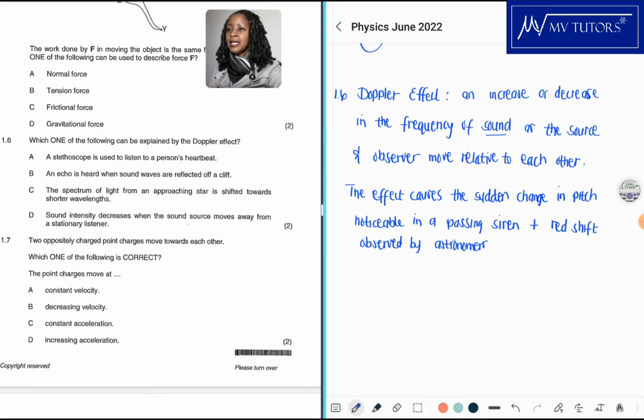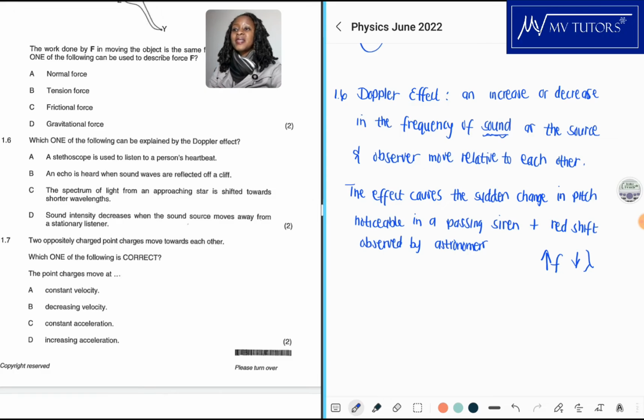And thirdly, C: the spectrum of light from an approaching star is shifted towards shorter wavelengths. Again, that's what I've covered in terms of the red shift and the blue shift. Remember, red has a high frequency, and with a high frequency you pretty much have a low wavelength. They are inversely proportional. So there, yes, there is movement, there's a shift, and you have light as well. I know here I'm only referring to sound, but it can be light as well. It can be waves. So C is an option that we can choose from.